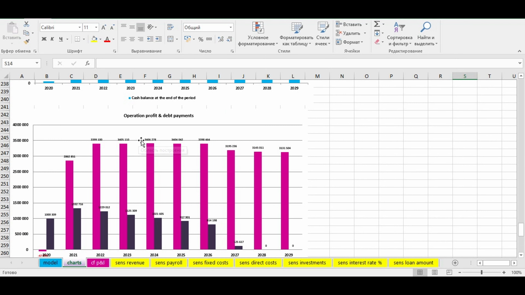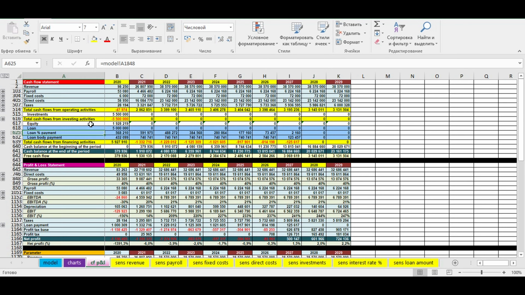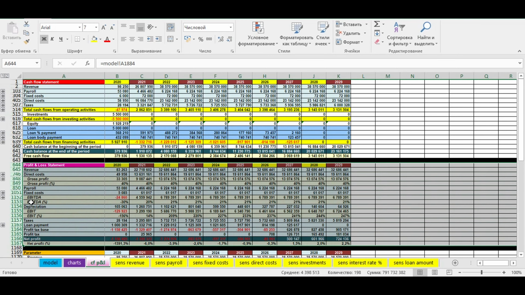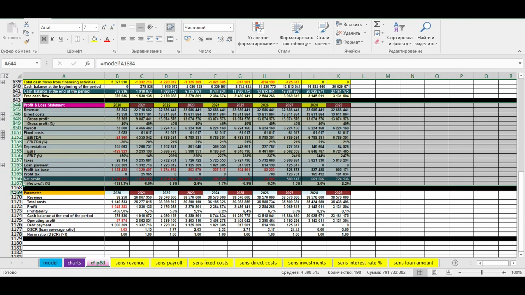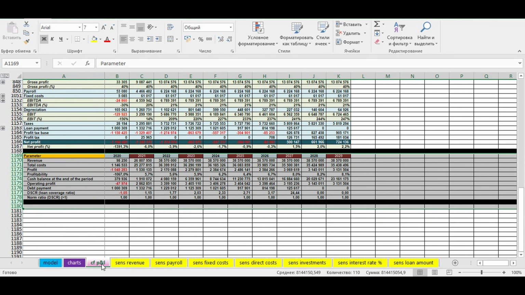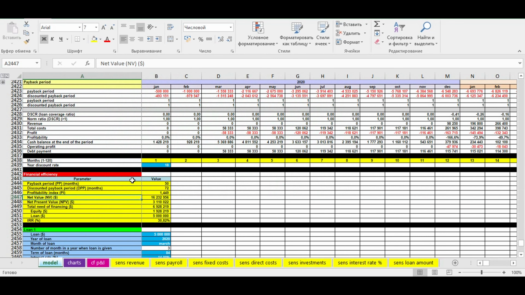Then we have the same information done yearly. On the next Excel sheet, we have gathered yearly consolidated cash flow statement, profit-loss statement, and main financial results of your business idea. Finally, you see the financial efficiency of your dentistry business idea.